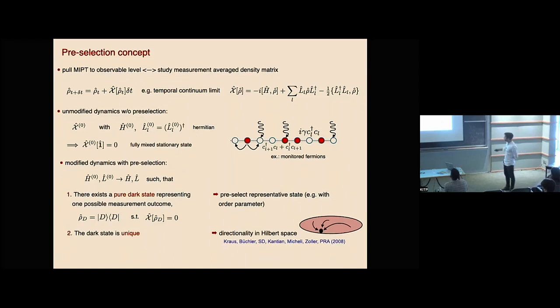This is a property that will ensure that we really get a directionality in Hilbert space out of this dynamics. And the third requirement is that these modifications preserve the symmetries of the underlying problem and be irrelevant in the renormalization group sense. Of course, this is a statement that always has to be seen on a case-by-case basis, whether it can be fulfilled.